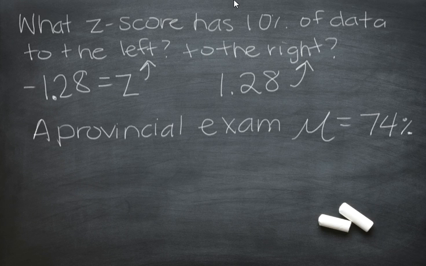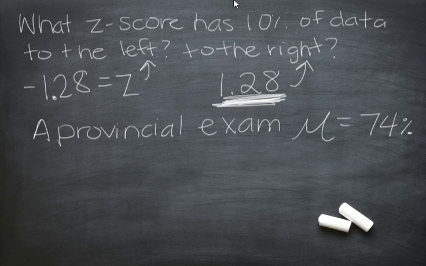Okay, so now we're going to try to tie this to a context. So we're going to have a provincial exam that has a mean mark of 74%. Now let's say that to get a certain award, you need to beat 90% of the people who write the test. So you need to be in the top 10% of the people who write the test. So top 10% would mean that we need a Z-score of 1.28. So that's what we were just looking at.